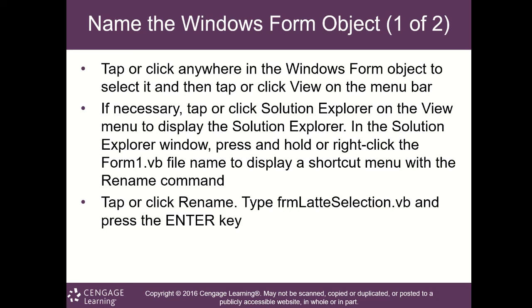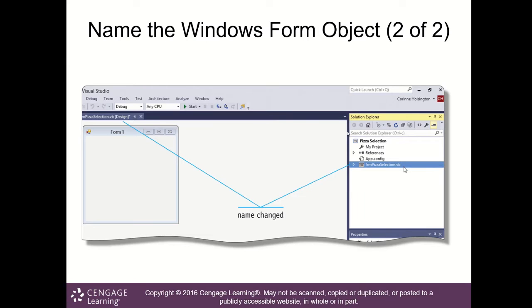You can rename it to latte selection.vb, for example. In this particular case you could type form latte selection.vb and press the enter button. So you are going to change the name in this way. That's the illustration of how we do that. You right click here and make the name as you want.